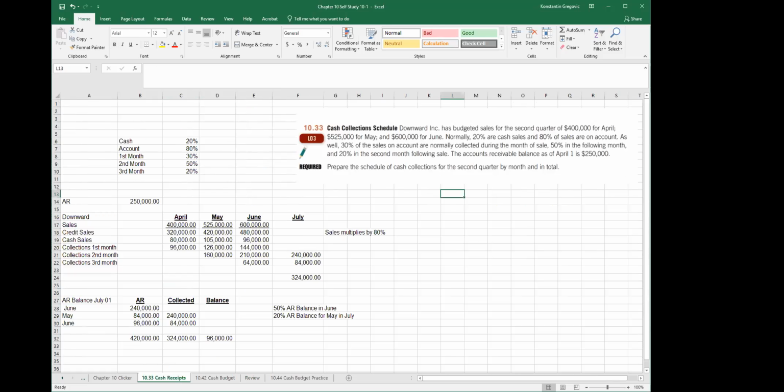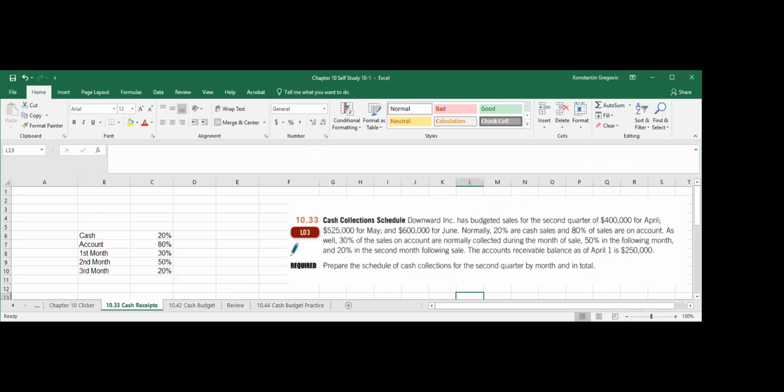So this is the problem we're going to do for our cash receipts. So let's take a bit of a break. I will be back in about 6 or 7 minutes. Has everybody started on this? I recommend everybody do this because you're going to see something like this on our quiz tonight. So I want everybody to do this question.